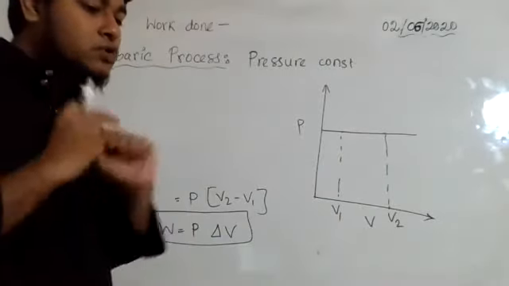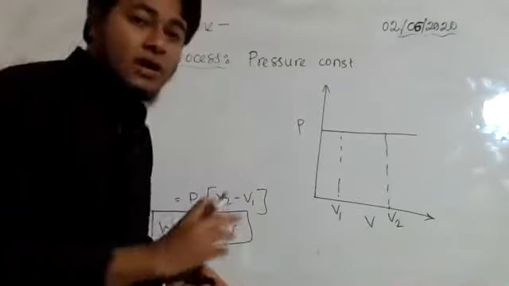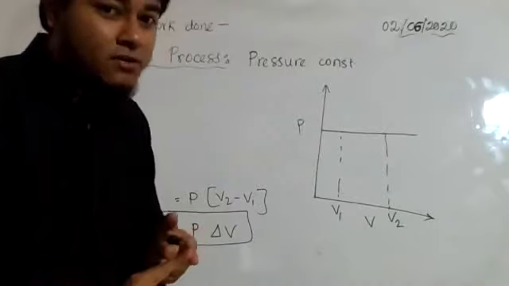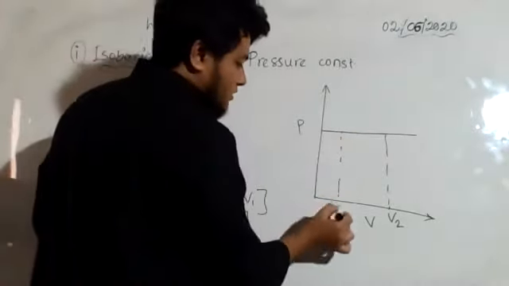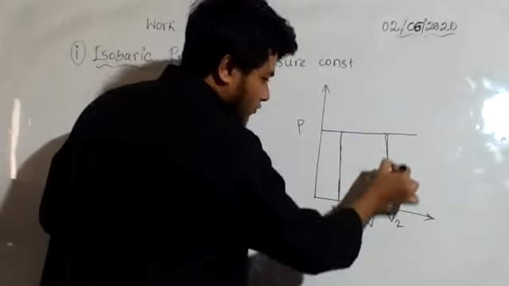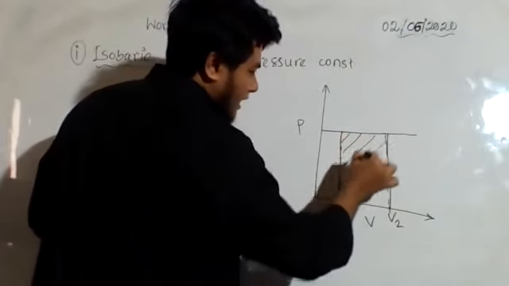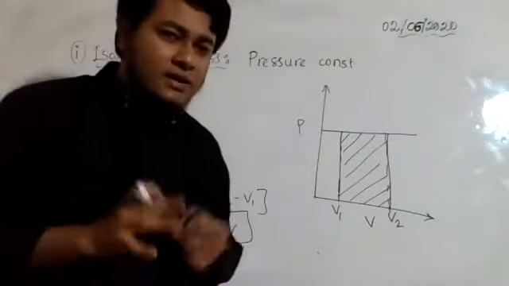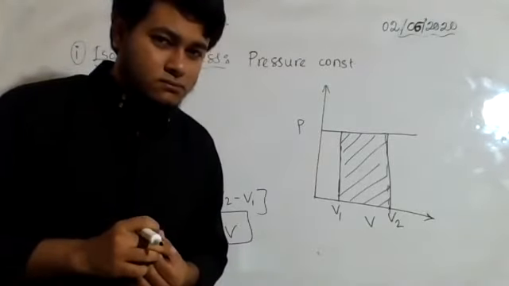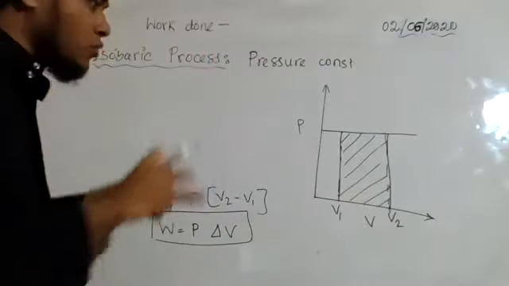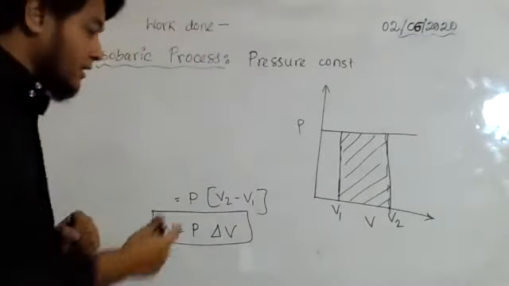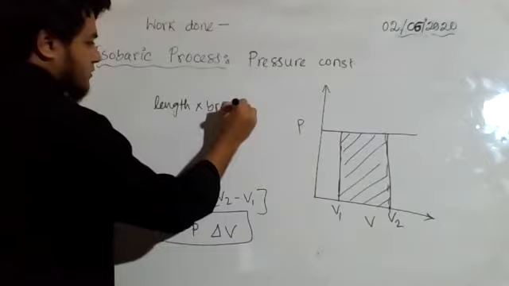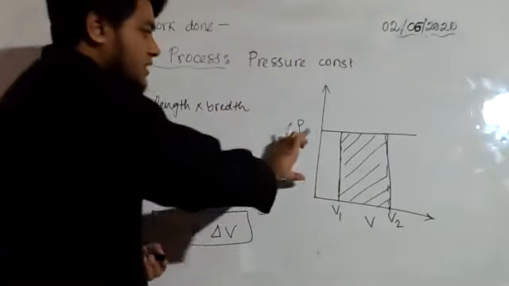Now, if you remember, we also said that whenever we have a PV diagram, if I want to calculate the work done, I need to calculate the area under the curve. So we are considering the process from V1 to V2. If I want to calculate the area under the curve, how can I calculate the area? Does it look like a rectangle? It does, right? It does look like a rectangle. So how do we find the area of a rectangle? Length into breadth. Let us consider this is the length.